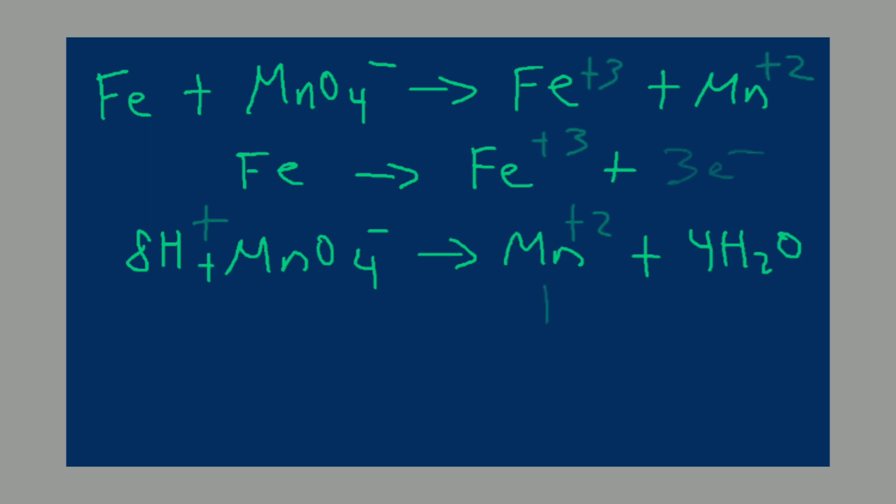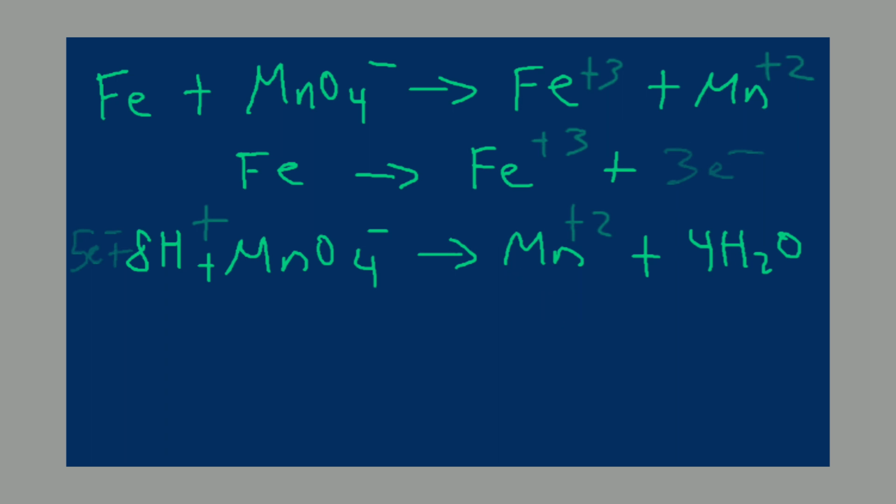The total charge on the right side is 2. On the left, it's 8 plus -1, which is positive 7. 7 minus 2 is 5. So we need to add 5 electrons to the left side. So now the second half reaction is balanced.